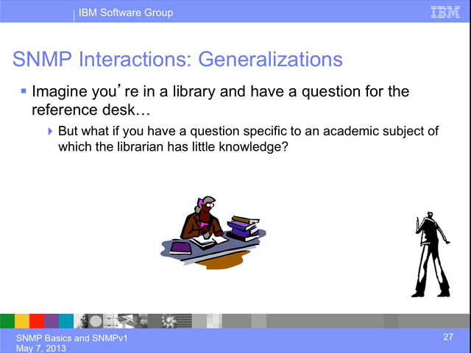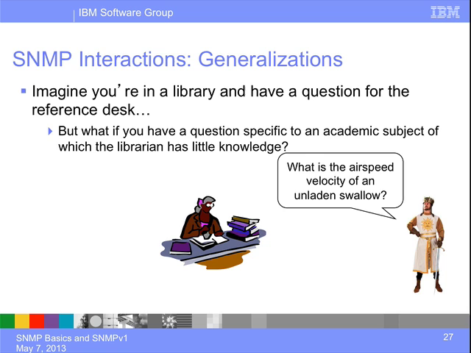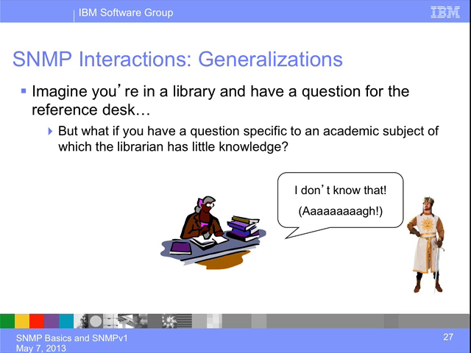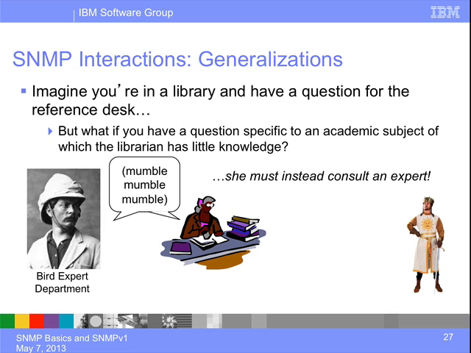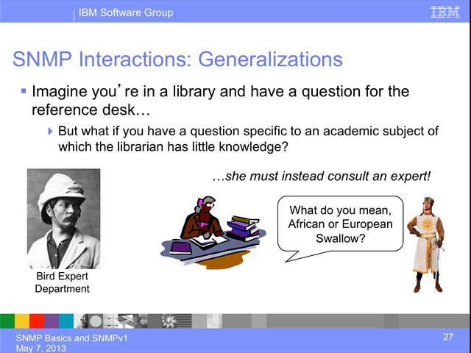But what if your questions aren't related to the library itself, but rather are of an academic nature? What is the airspeed velocity of an unladen swallow? Huh? I don't know that. She'll most likely need to consult an expert in that area, who will then provide to her the appropriate information, which then can be passed on to you. What do you mean? African or European swallow?